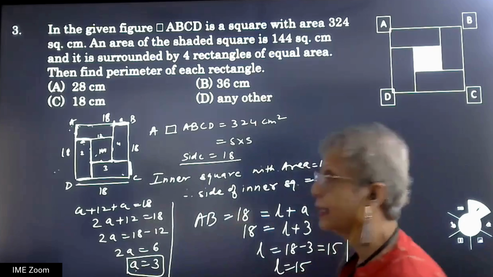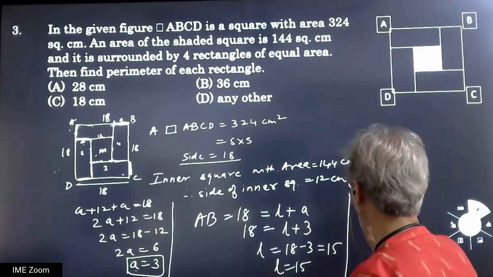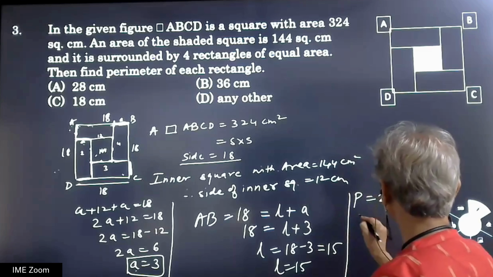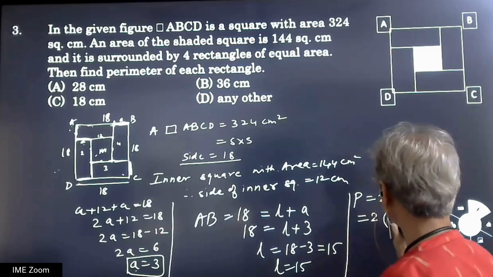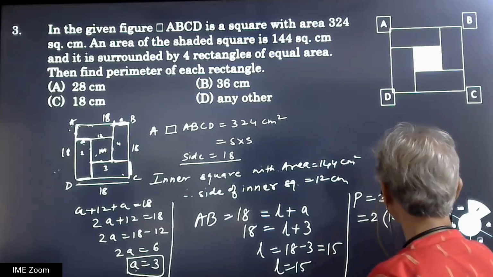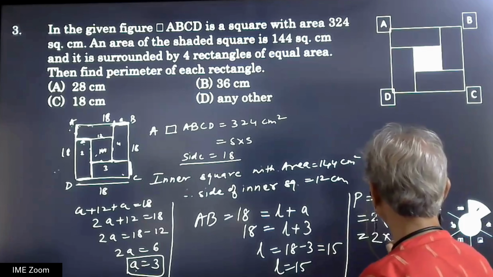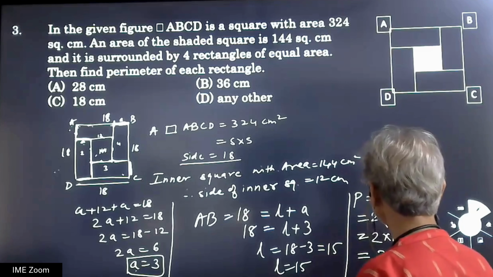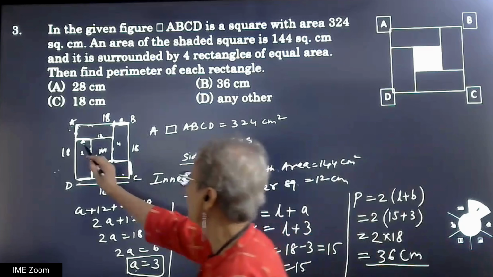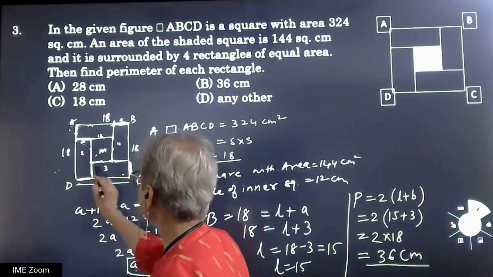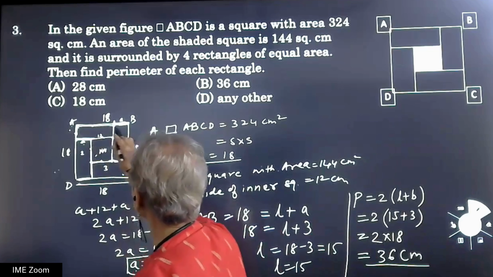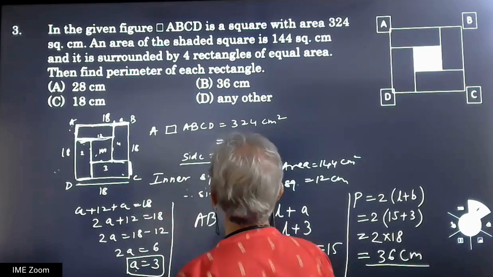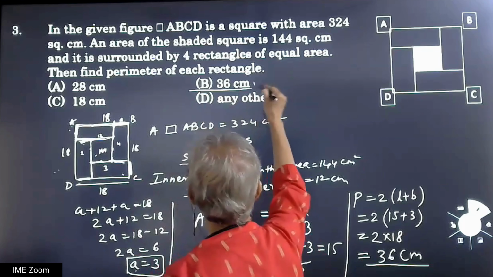So we have to find the perimeter. Perimeter is 2 into bracket L plus B. This is 2 into (15 plus 3), that is 2 into 18, and the answer is 36 centimeters. This is the perimeter of each small rectangle. These 4 rectangles are there. Perimeter means length and breadth, and that is 36. So the option is B.